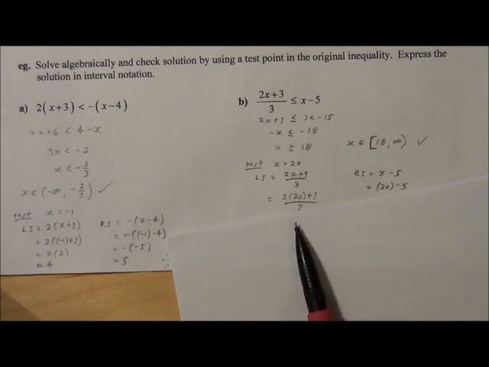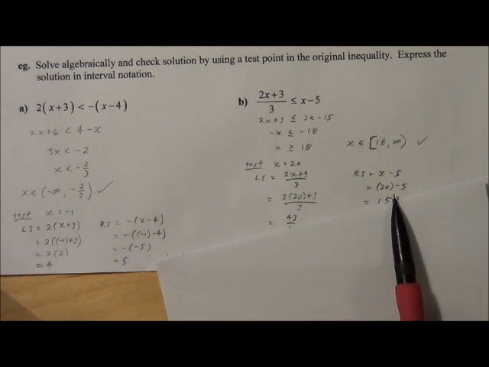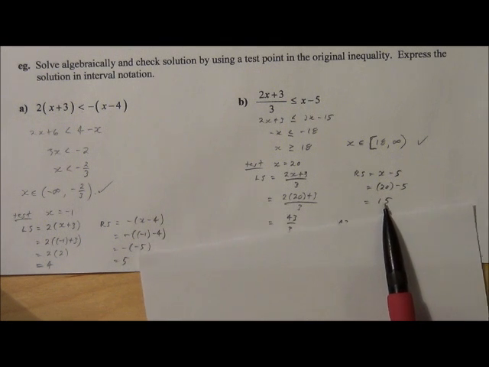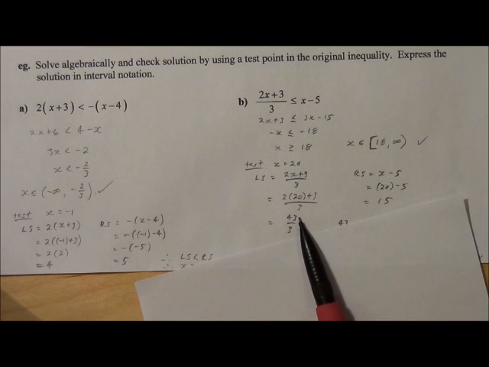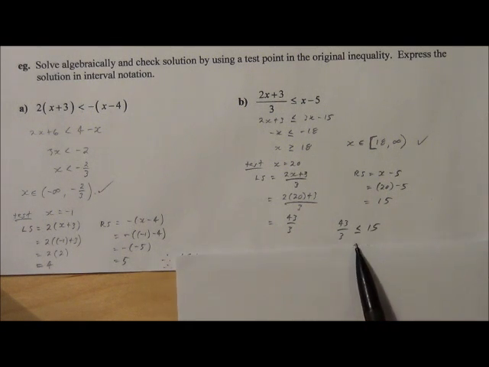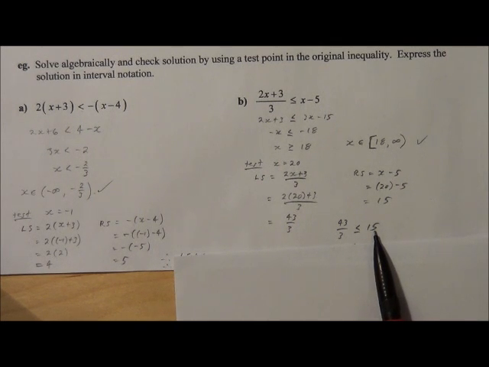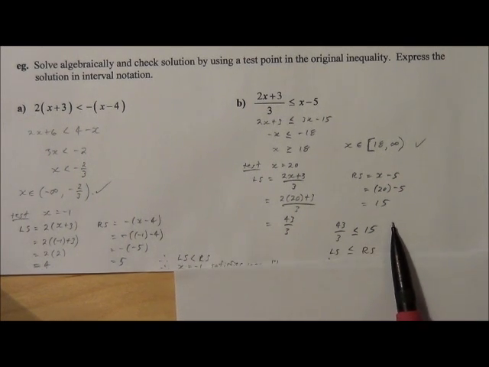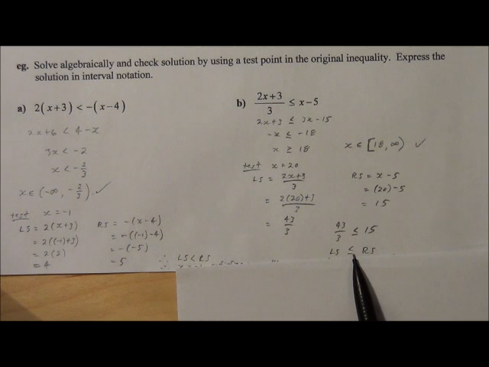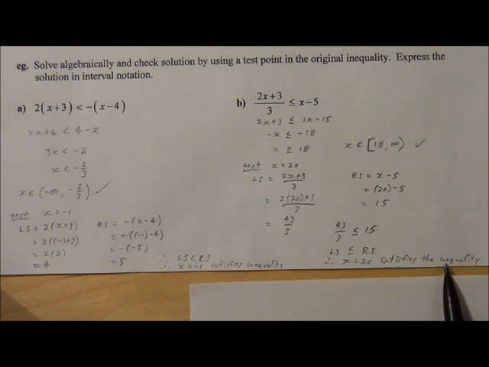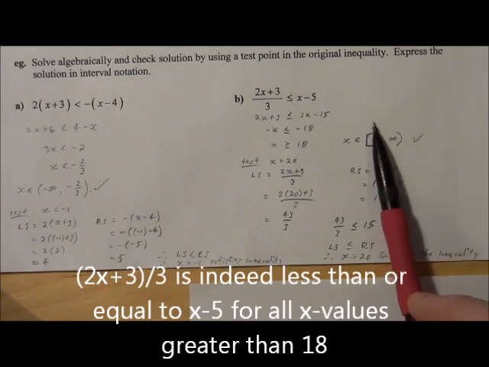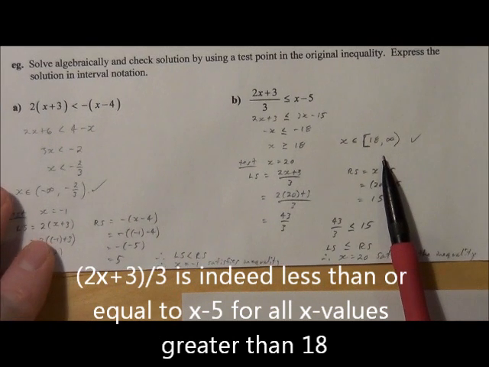40 plus 3 over 3 is 43 over 3. And 20 minus 5 is 15. So if we were to divide this, we would see that 43/3 is less than or equal to 15. And if that's the case, then that means that the left side is indeed less than or equal to the right side. Therefore, x equals 20 satisfies the inequality. Therefore, this interval notation does check out.